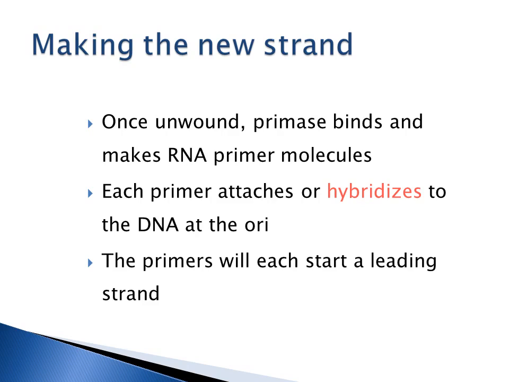When we make that new DNA strand, we have to unwind the double helix. The enzyme primase comes in and makes RNA primer molecules. We need these primers to initiate the making of that new strand. So the primer attaches, and the molecular term for the word attach is hybridize. So those primers hybridize to the DNA at that origin of replication, and then those primers will start to replicate that strand of DNA with the matching complementary nucleotides.